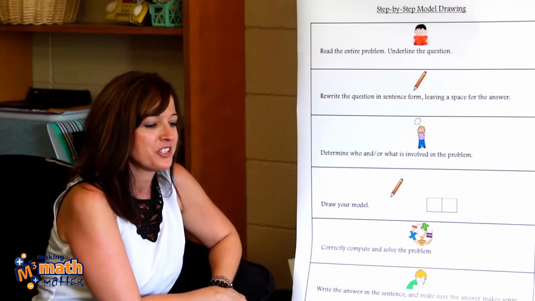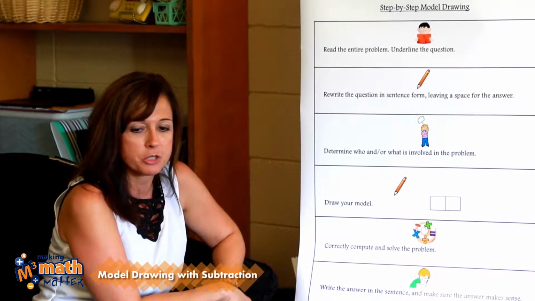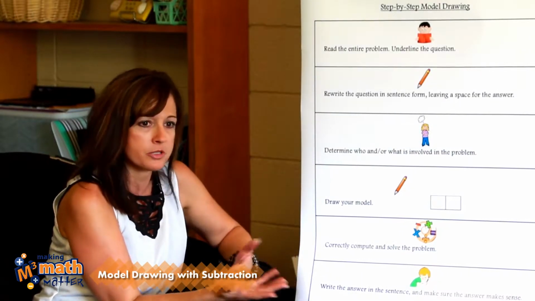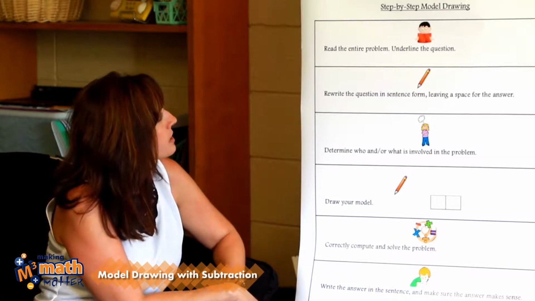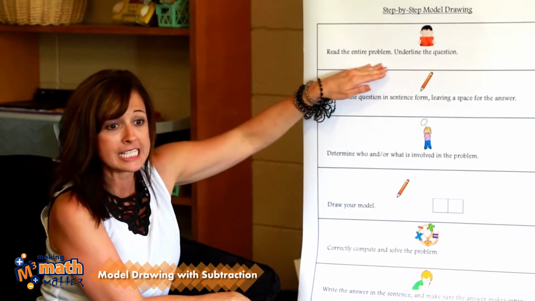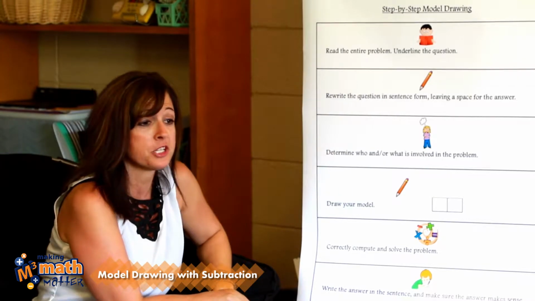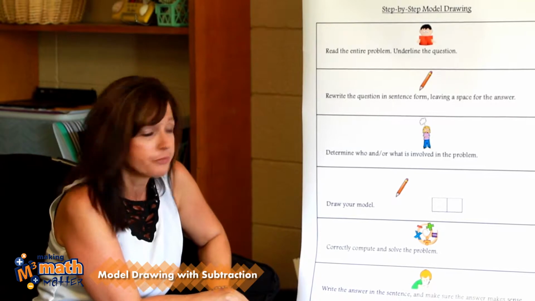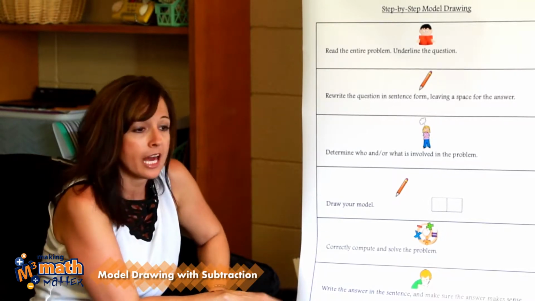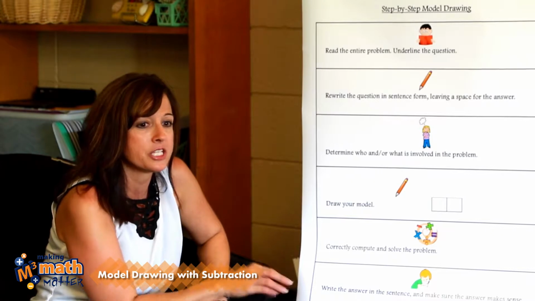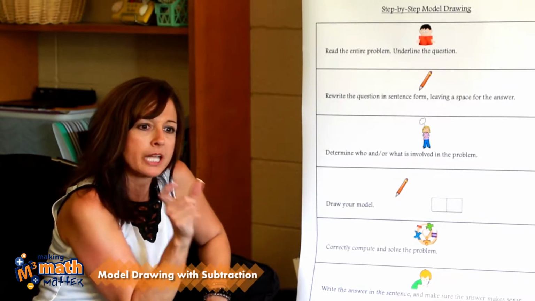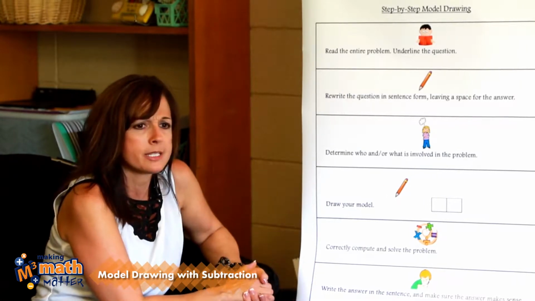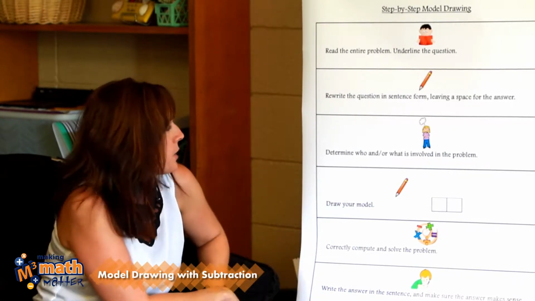All right, students, today we are going to review the steps to model drawing. And then we're going to actually go and do some math and use those steps. So we always start off by reading the entire problem because mathematicians are also readers, aren't they? And then we underline the question. After that, we're going to take that question and rewrite it into a sentence, and we're going to leave a blank for our answer. That gets us nice and focused on what am I looking for? What question am I answering?